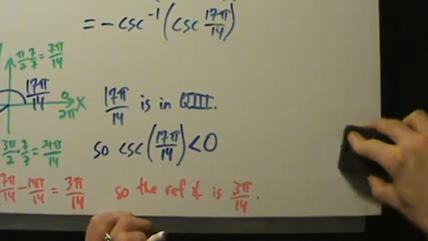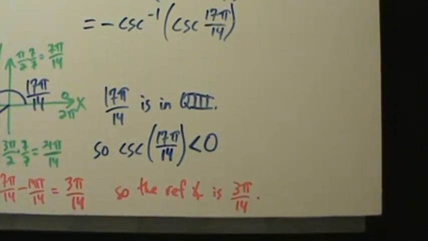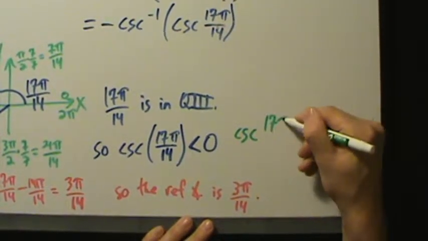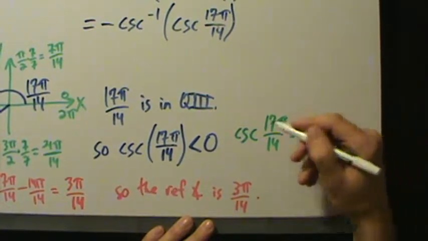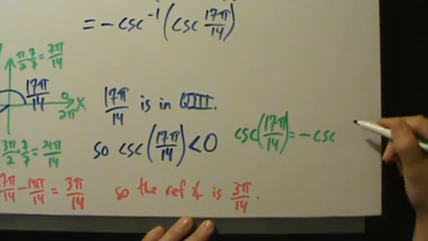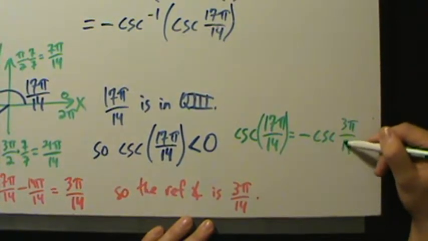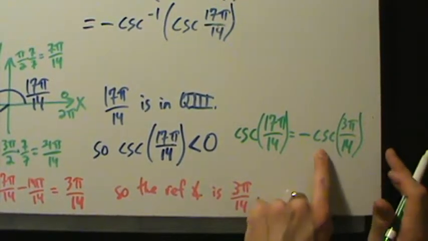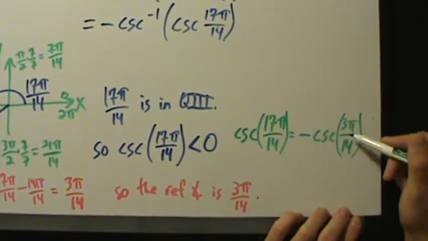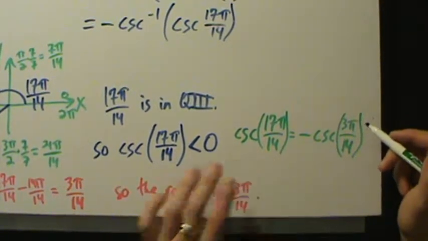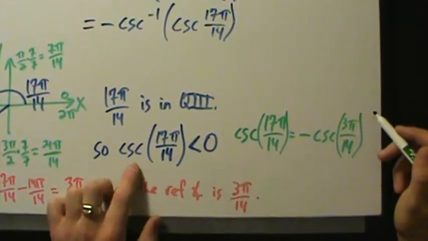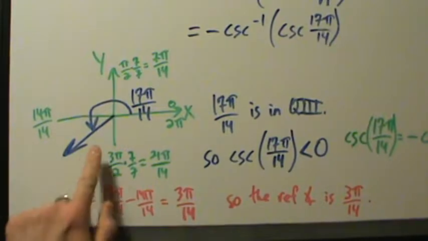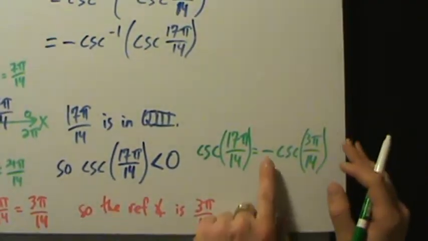So then what we have in this specific case is cosecant of 17 pi over 14 equals negative cosecant of 3 pi over 14. Okay, so that's what we just found out here. Cosecant of 17 pi over 14 is negative cosecant of 3 pi over 14. And again, the reason is that 3 pi over 14 is the reference angle for 17 pi over 14, and we have the minus sign because cosecant of 17 pi over 14 is negative. And the reason it's negative is because 17 pi over 14 is in quadrant 3, and in quadrant 3, cosecant is negative. So therefore we have this.